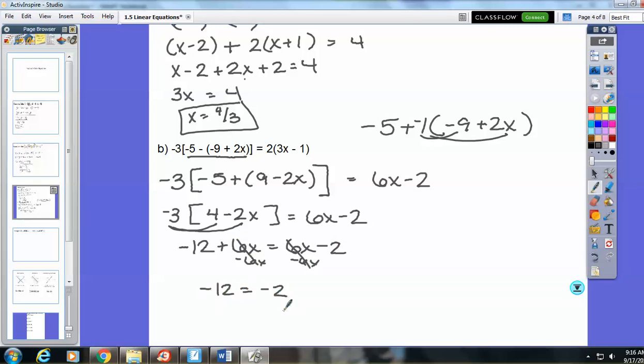I saw someone else that had like 10 equals 0 because they added the 12 over to each side. What do you know right now? Not possible. So this is a no solution. If you solve it and you get a false statement, it is no solution.